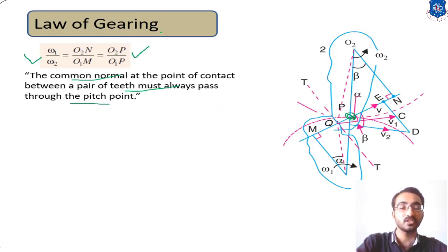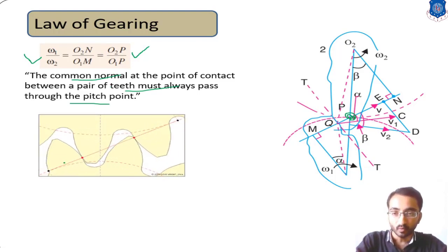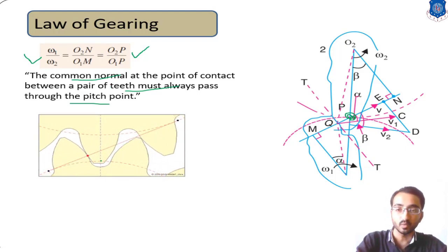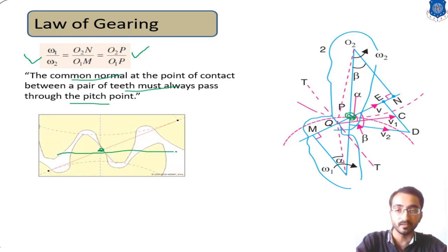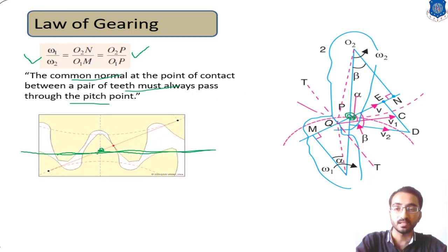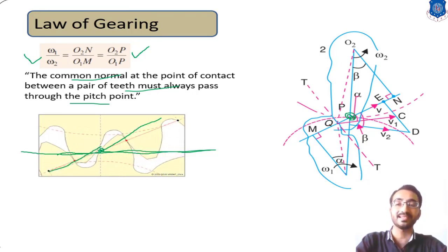Okay, so this condition is very useful for designing a gear. How does it work? In this diagram you can see that while two gears, gear 1 and gear 2, are meshing, the pitch point is always on the common tangent and common normal. If you sketch the common normal over here and the common tangent over here, you will see that they always pass through this point. Clear? Okay, so this is the basic condition.